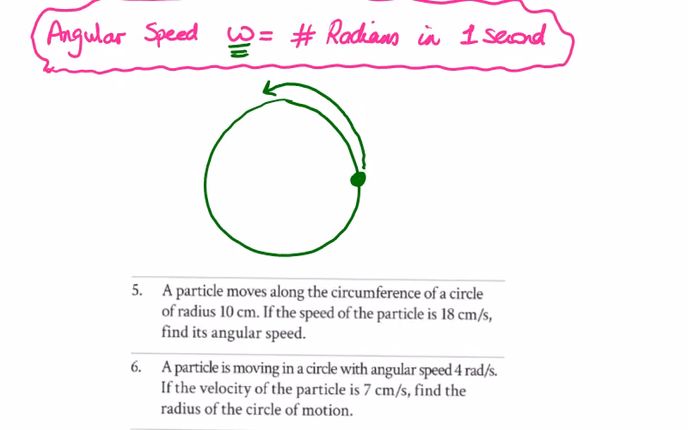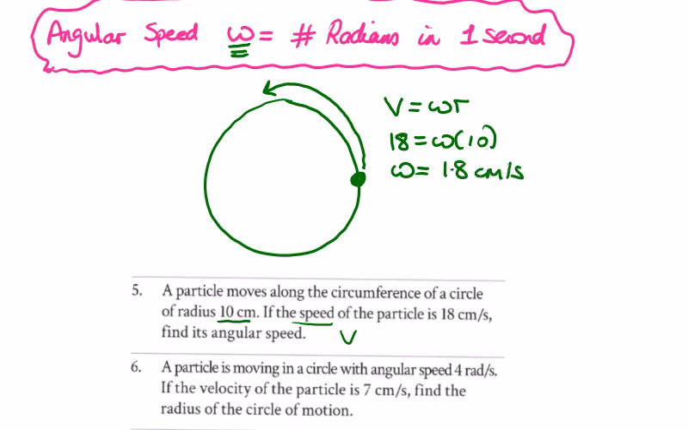The formula required for this is speed. This is linear speed v, which you've seen before, is equal to the angular speed times the radius. So question 5, we're given radius of 10 and speed v of the particle 18. So 18 is equal to the angular speed times the radius of 10. So the angular speed for number 5 is going to be 18 divided by 10, 1.8, and that would be centimeters a second.